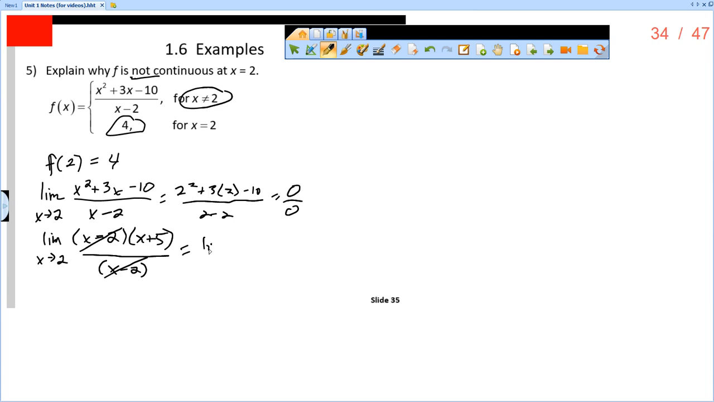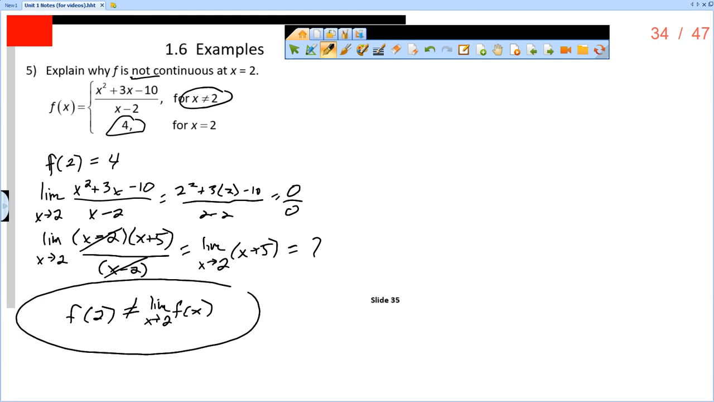So we reduce and we get the limit as x approaches 2 of x plus 5, right? So 2 plus 5 is 7. And so why is f not continuous? Because f of 2, which is 4, is not equal to the limit as x approaches 2 of f of x, which is 7.